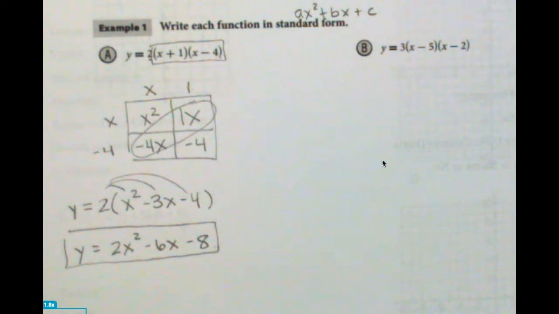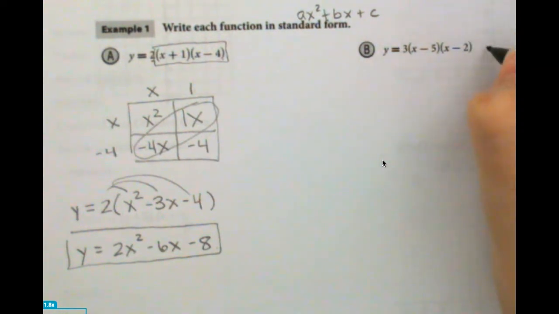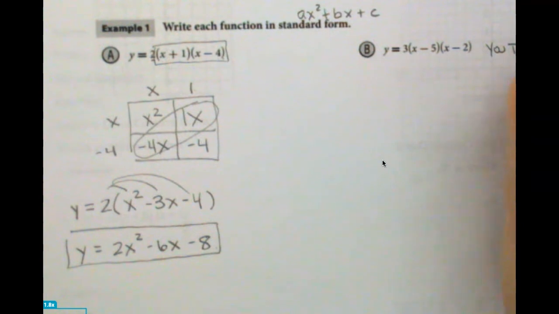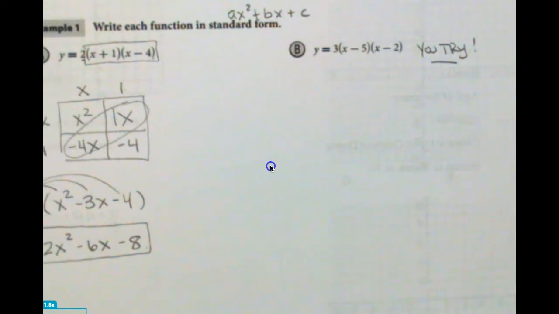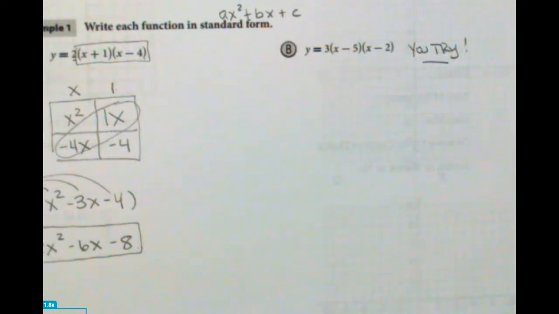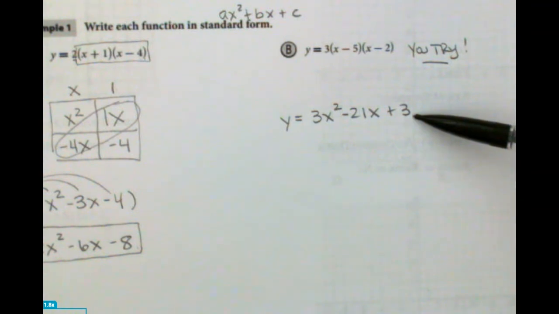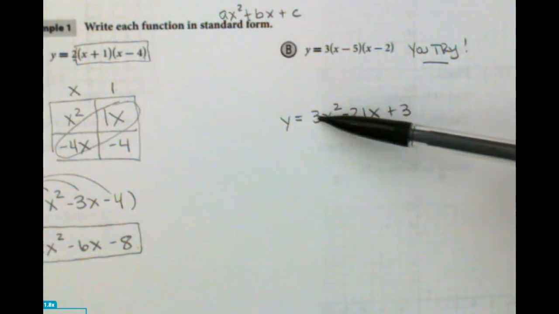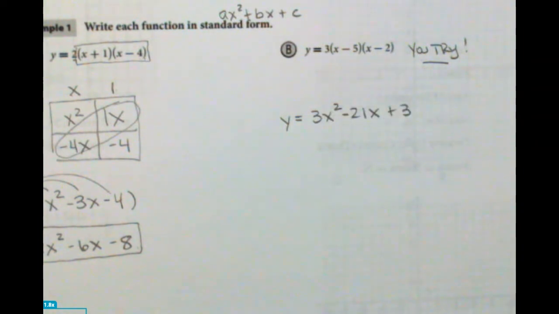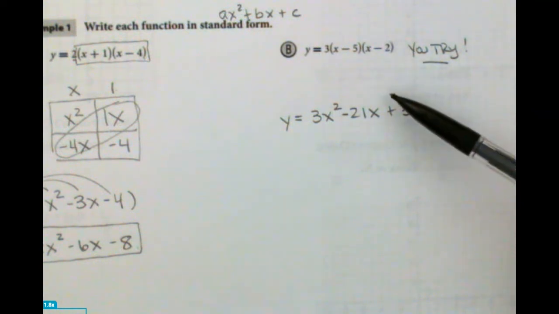Okay. So now I want you to pause. I'm going to have you try this one. Okay. Oops, that's kind of off the screen here. I'm going to have you try part B. Okay. So you should get this as your standard form, y equals 3x squared minus 21x plus 3. Okay. So that should be the word, and I'll check your work when you come check out with me, but that should be what you get when you do the Punnett square and you distribute. So that's one expectation, is converting factored form into standard form.